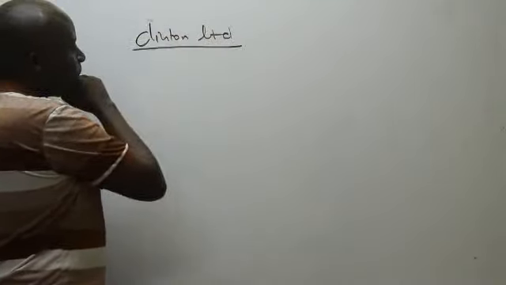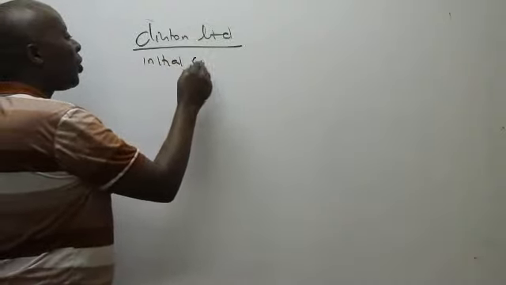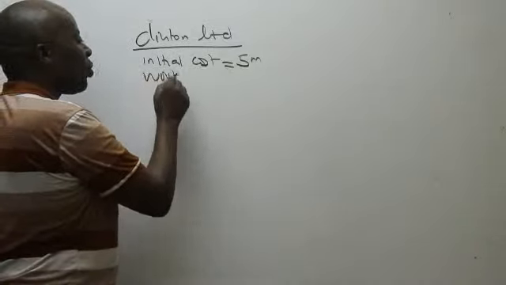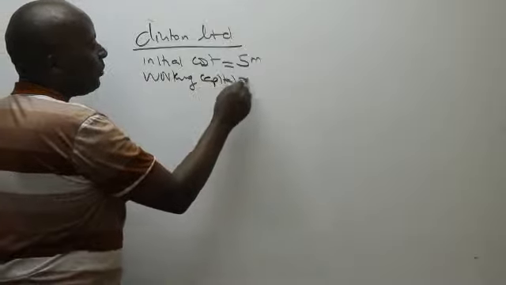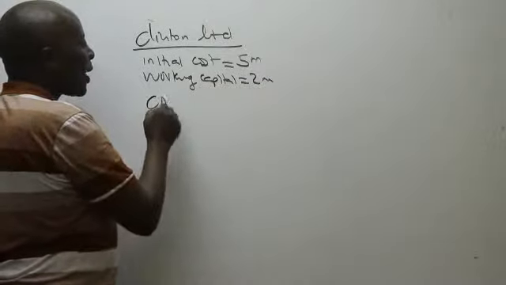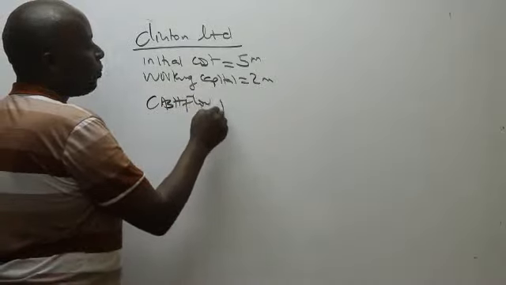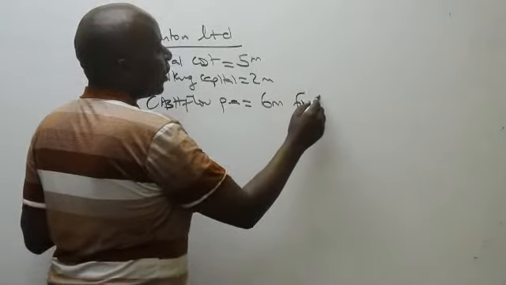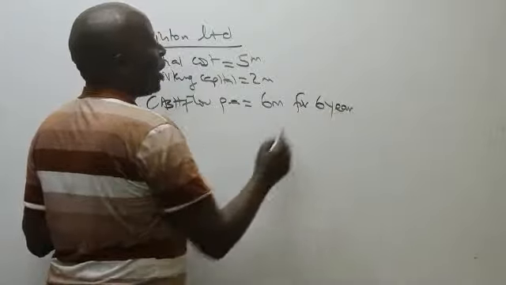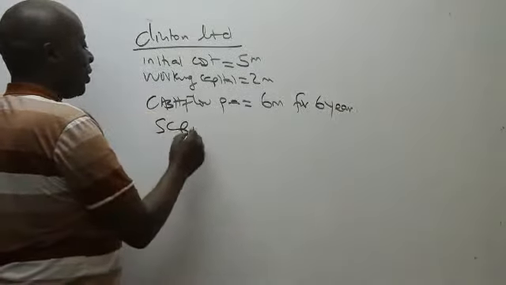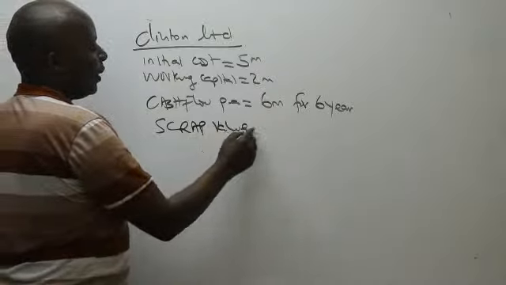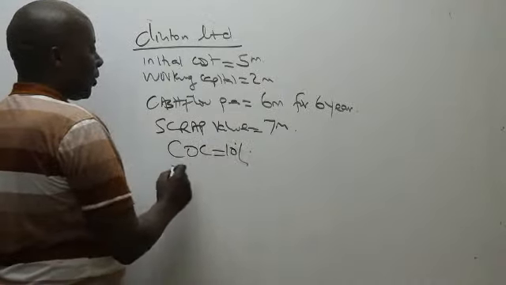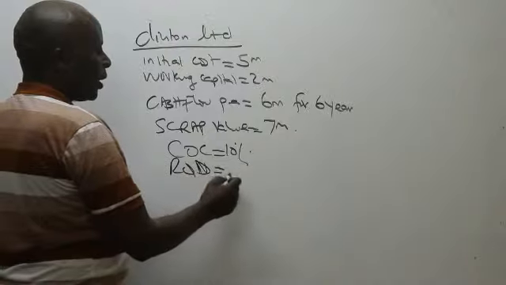Clinton Limited has a project. Its initial cost is 5 million, but it needs working capital of 2 million. Then we have cash flow per annum of 6 million, for how many years? 6 years. All right. We have a scrap value of 7 million. The cost of capital is 10%. So we are required to get net present value.